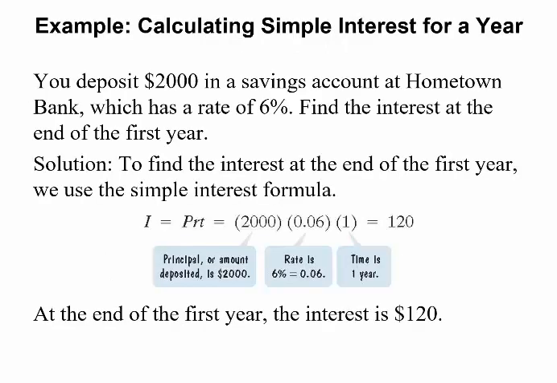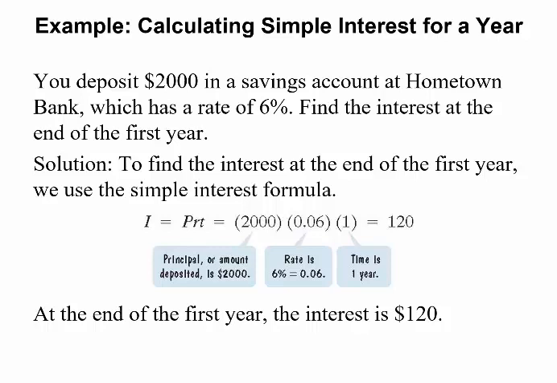All right, let's do an example. Suppose you deposit $2,000 in a savings account at someplace called Hometown Bank, and this has a rate of 6%. Find the interest at the end of the first year. So I'm going to put my $2,000 in the bank. I want to know how much interest I have at the end of the year.